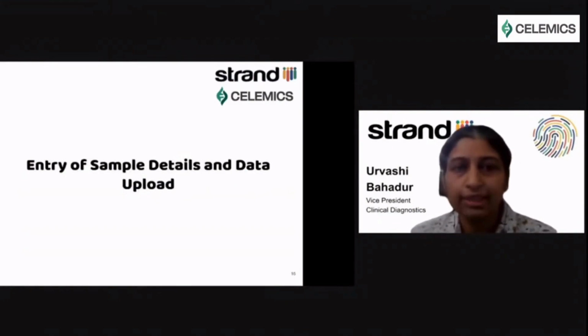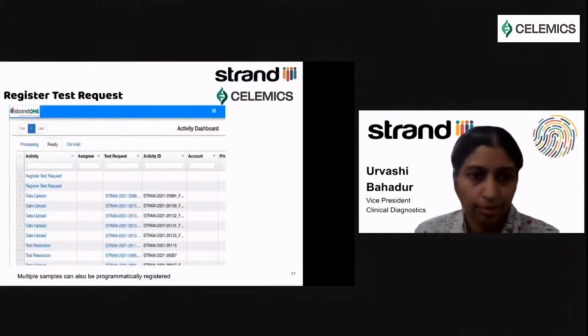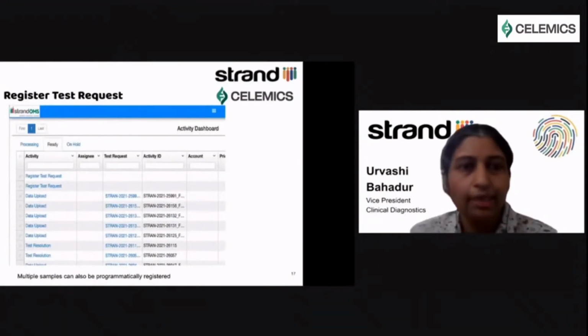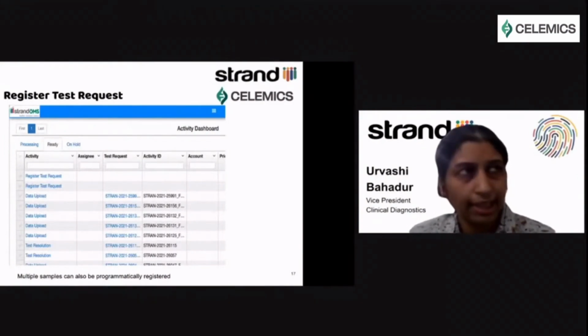The first thing that needs to be done is the sample details need to be entered, the cancer type and anything else that is required, and of course the data. So in the next slide, let us look at a snapshot of what the view looks like in StrandOmics for this. So you can see two activities here: register test request and data upload. Register test request is nothing but when you are creating an entry for a sample, and it's a quick process where you will actually put in the various things that are needed, such as the cancer type, the patient name and age if applicable, anything else that you require to be shown on the clinical report.